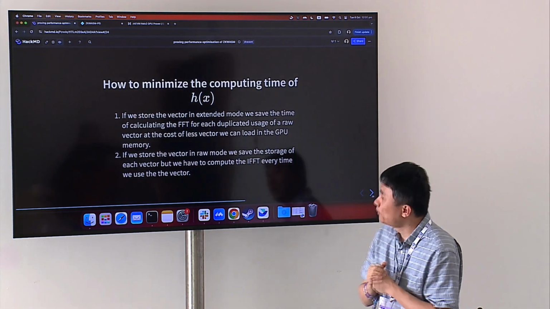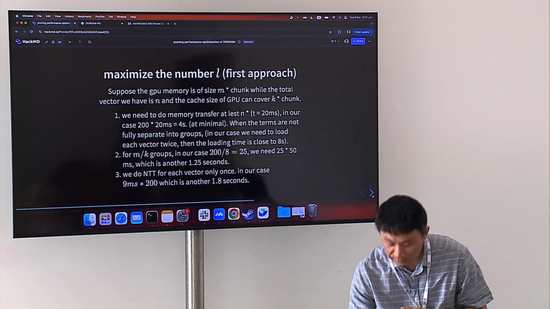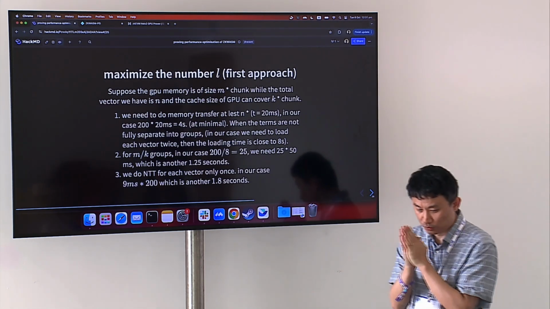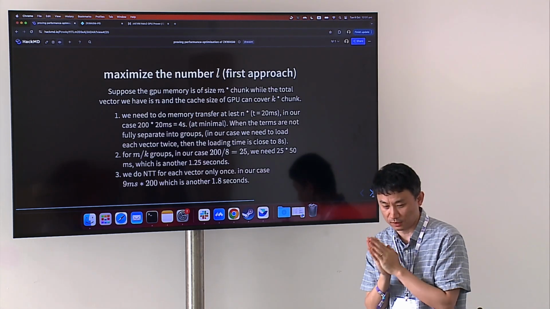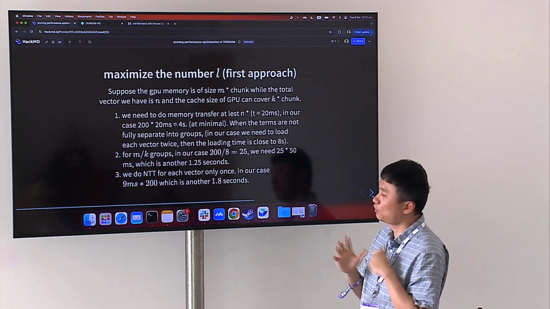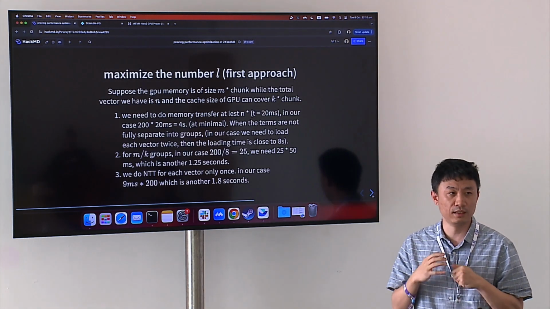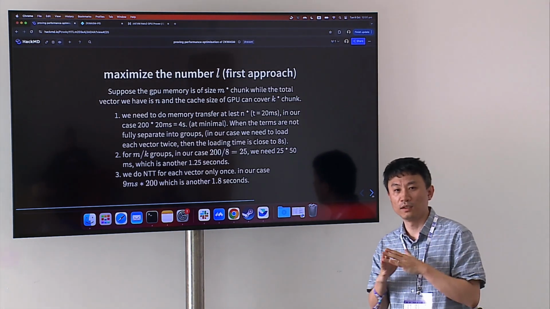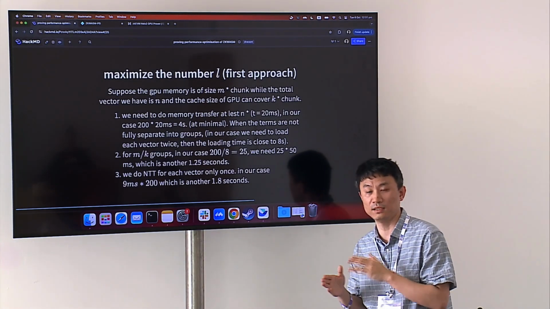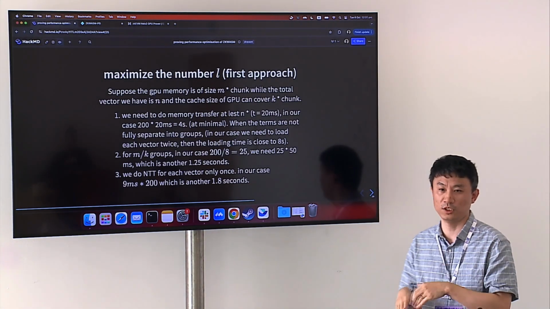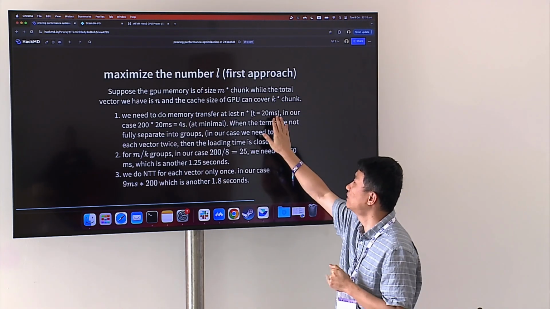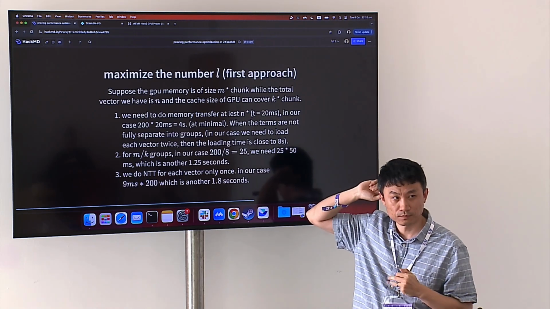Okay, so if we do that, it is still not enough, because if we do some calculation on the numbers, if we already know this observation, then we still have 2 choices. So one is that we do the NTT on all the vector entities before, and every time we hit a miss, we're loading them back into the GPU. And this costs about 20 milliseconds to do a memory transfer, right?